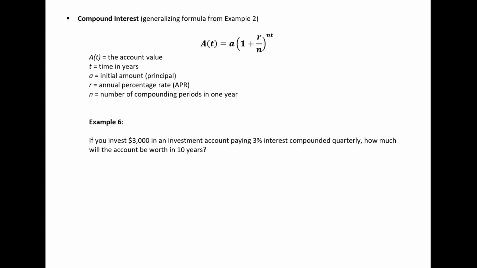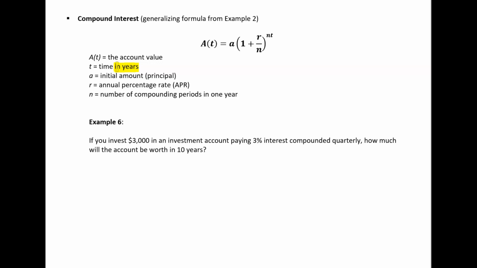And compound interest is a formula such as this: A of t equals A times (1 plus r over n) to the nt. And let's just kind of identify our variables here. So A of t is going to be your account value. T is your time, and it's crucial that you have that in years. They're going to try and trick you and give you something that's not in years, like months, weeks, or days. Make sure you convert that to years.